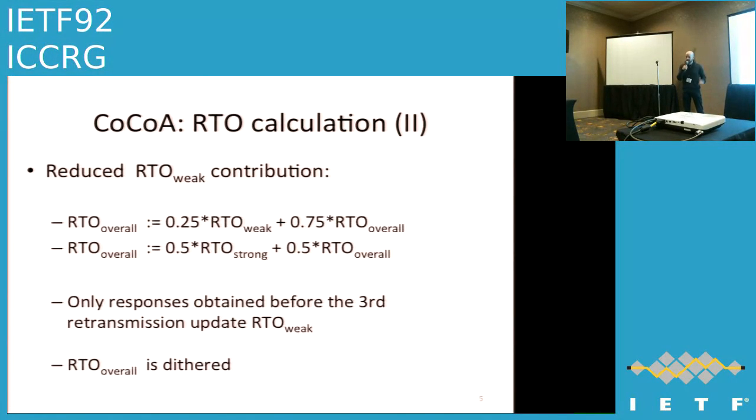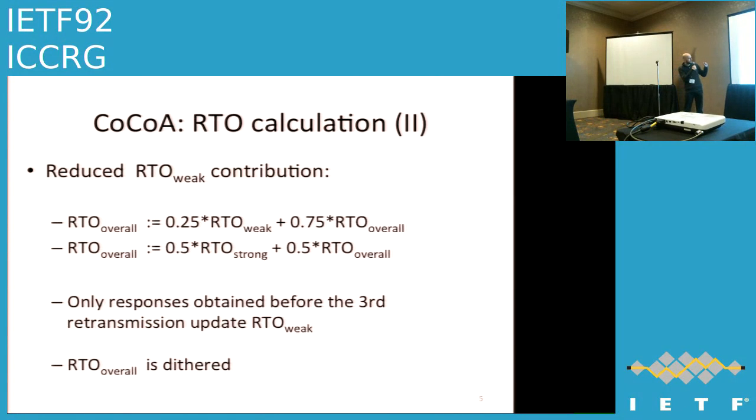However, the contribution of each RTO estimator is not the same. When there is a weak RTO update, the contribution to the overall RTO is with a weight of 0.25, as you can see in the first formula here, and the weight of the strong RTO estimator is greater. It's a weight of 0.5. As you can see, the formula to compute the overall RTO is using an exponentially weighted moving average scheme.